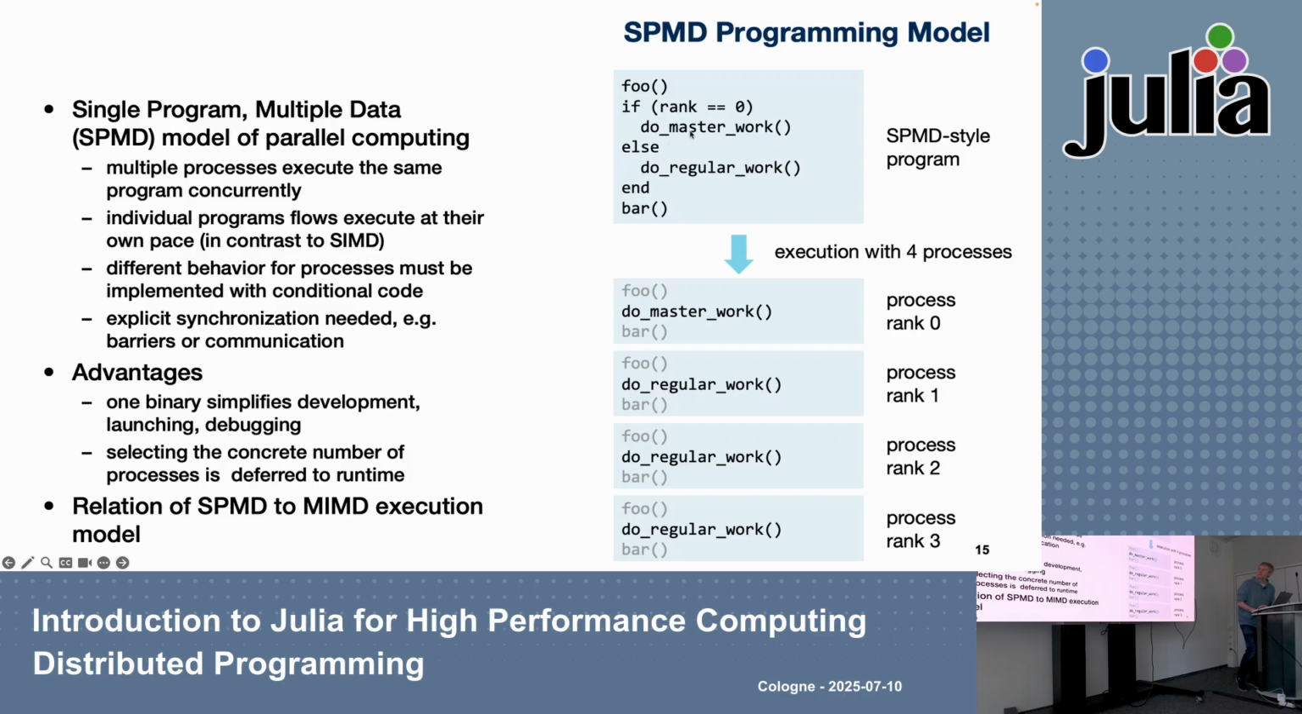And then you could say we have some function that is doing some main work, and then some other function that is doing the worker work. And in the actual execution, we will have, in this example, 4 processes, 4 ranks. And then rank 0 will do the master work, and all the other ranks will do the worker work.